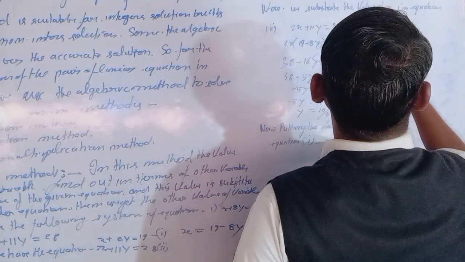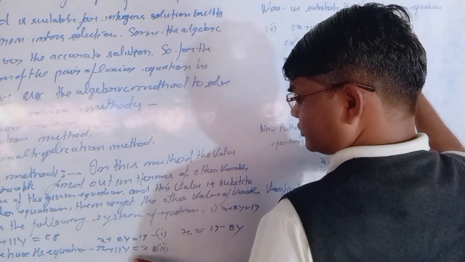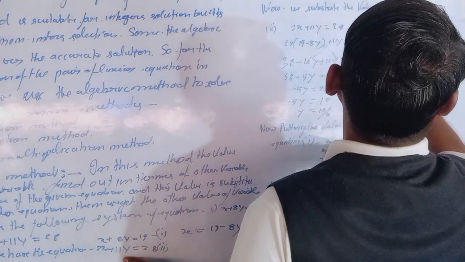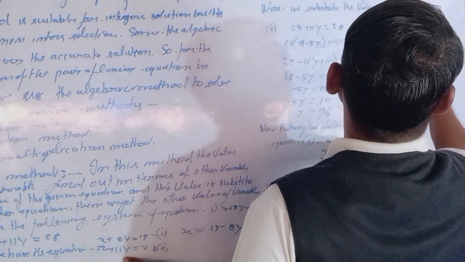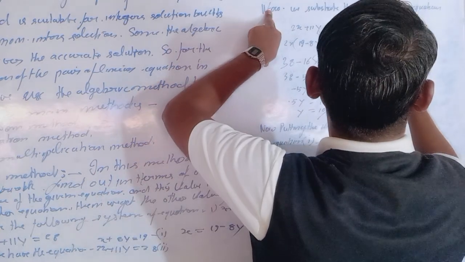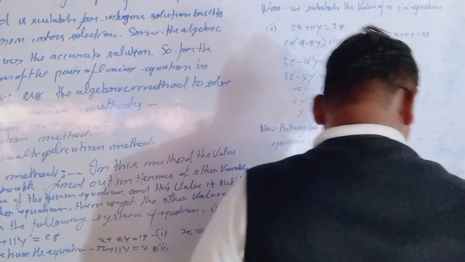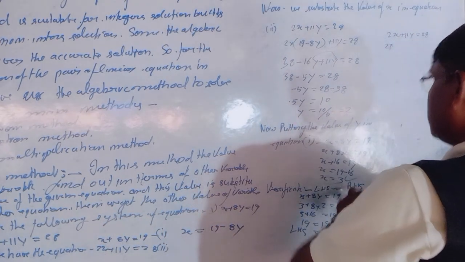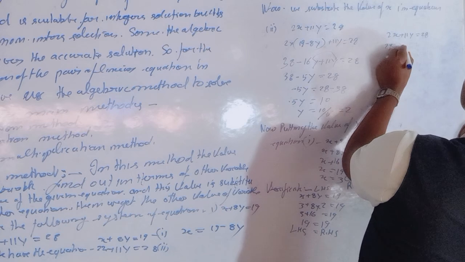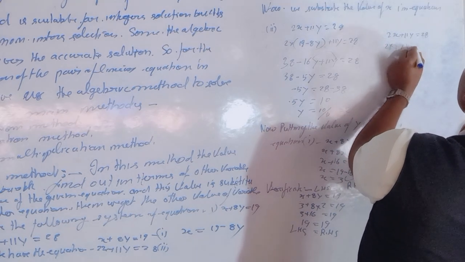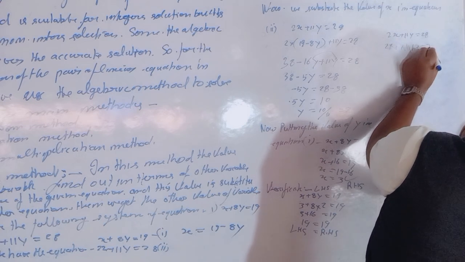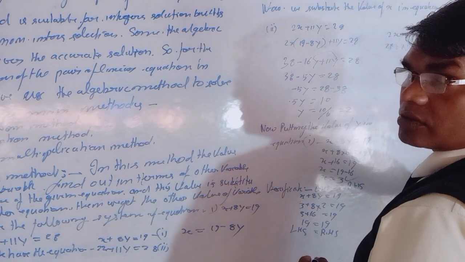Now take the verification in the second equation: 2x plus 11y is equal to 28. Now substitute the value of x. What is the value of x? The value of x is 3. So 2 into 3 plus 11 into the y value 2 is equal to 28.